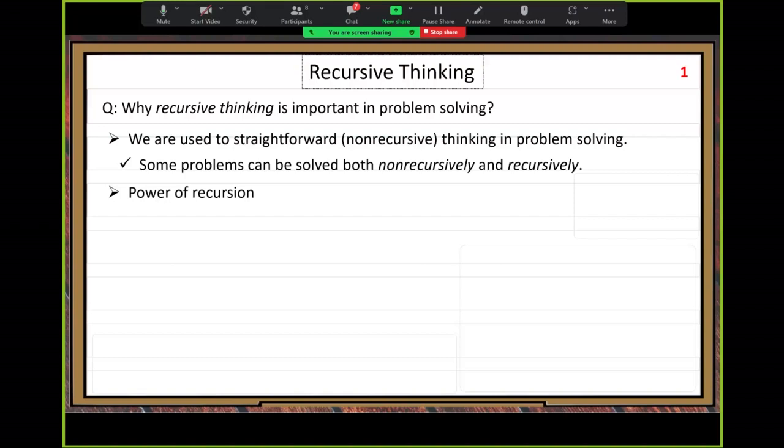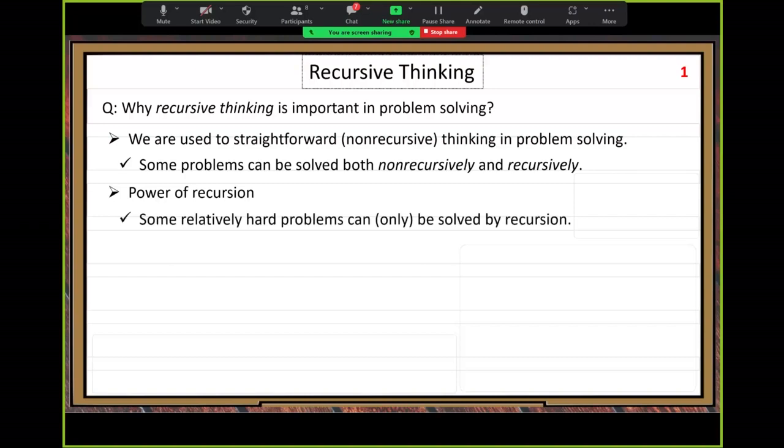Then the importance: why we computer science people want to learn recursive thinking is because it is very powerful. This problem solving method is very powerful. We want its power. Its strength, its advantage, is its power. We will try to understand the power later.